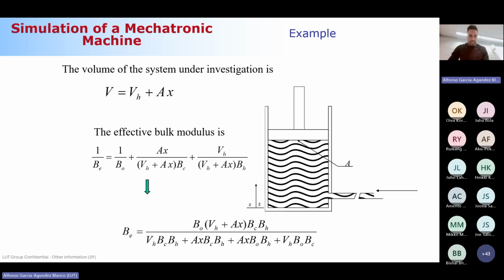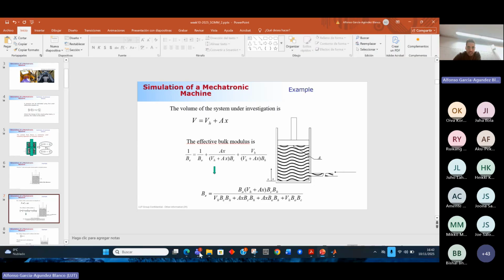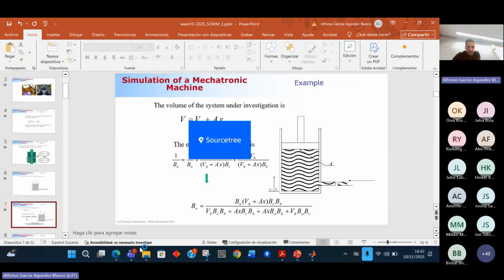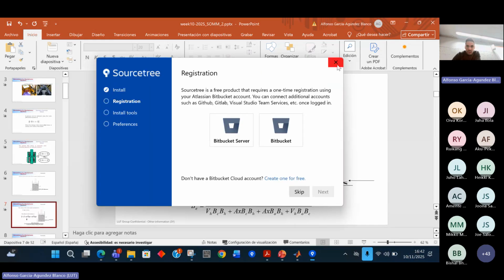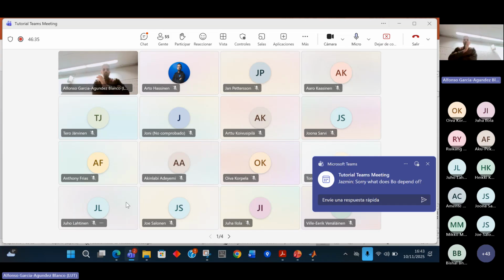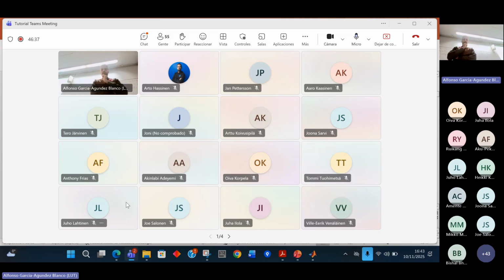Perfect. Let me check the chat. The screen gets a bit confused every time I do this. Yeah, let's wait. Okay, students online, is it clear how to compute the effective bulk modulus, considering the contribution of each of the elements in the hydraulic circuit? If somebody could react or share some idea, is good? Yes? Perfect.